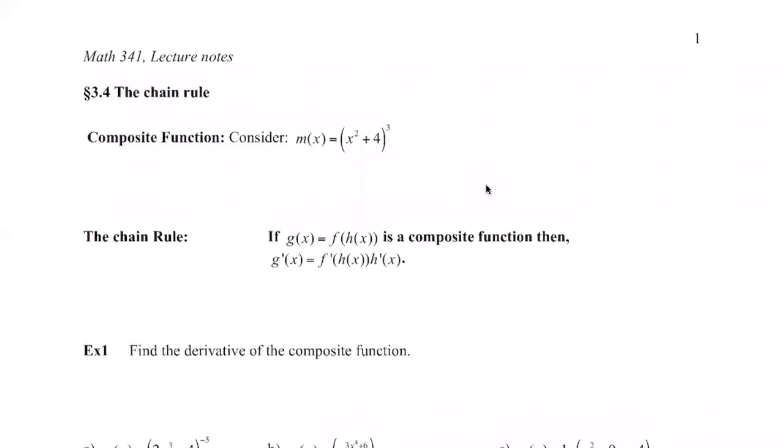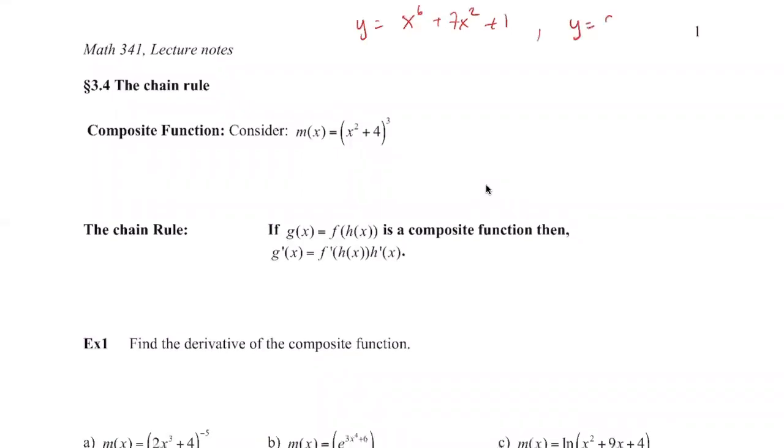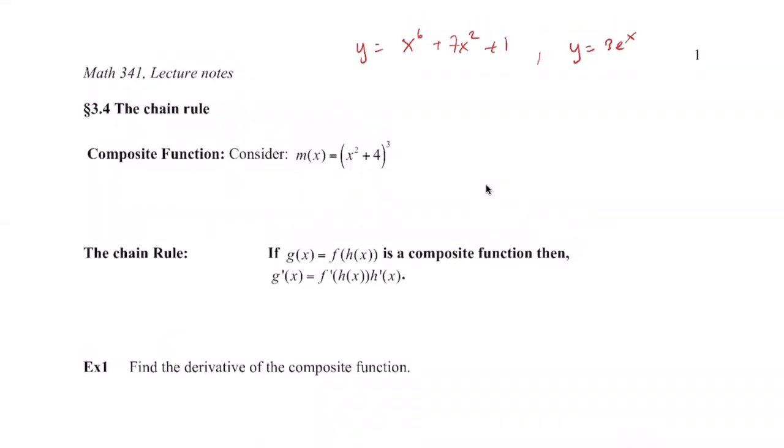So up to this point, we learned how to take the derivative, mainly of polynomials, like x to the 7 plus 7x squared plus 1, something like that, right? So these are nice functions that are polynomials, or e to the x, right? Something like this, or even e to the ax, where a could be 0.1x, something like that, right?